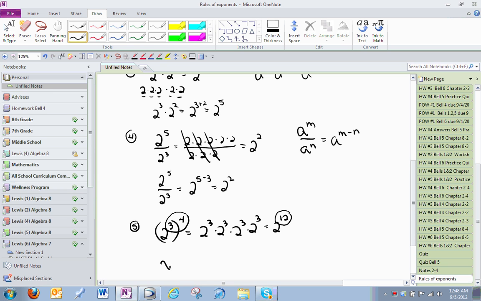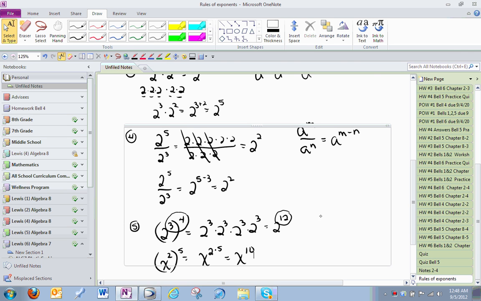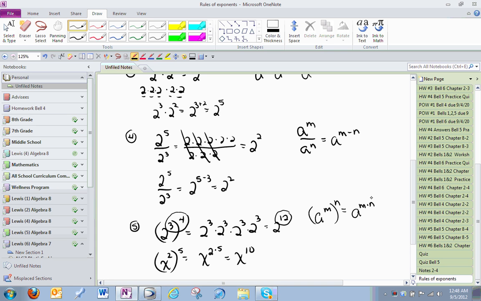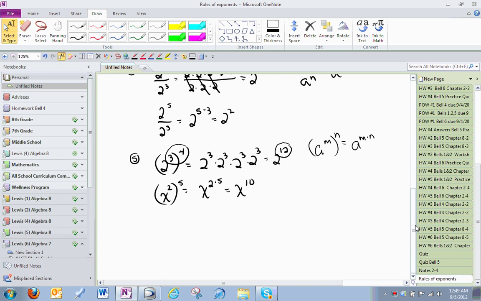So if I gave you x to the second to the fifth power, you do x to the 2 times 5, or x to the 10th power. So when you raise a power to a power, and you write it like this, a to the m to the nth power, it means you multiply m times n. Now let's do a couple problems that have these in them.